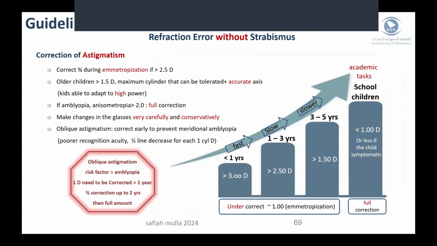If you want to undercorrect them, as we said, you may give them 3/4 of the correction, or you can undercorrect them approximately 1 diopter because of the emmetropization process. However, with school age children who have academic task requirements, even if they have 1 diopter or less, or if the child has symptoms, then we give them a full correction. Again, we have to be careful with oblique astigmatism because it's a risk factor for amblyopia.